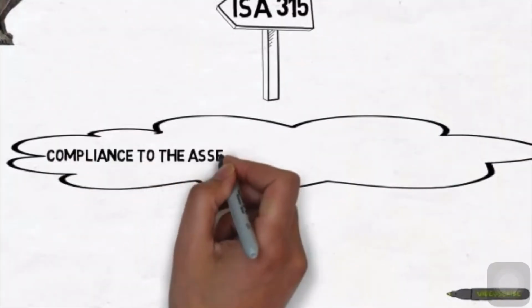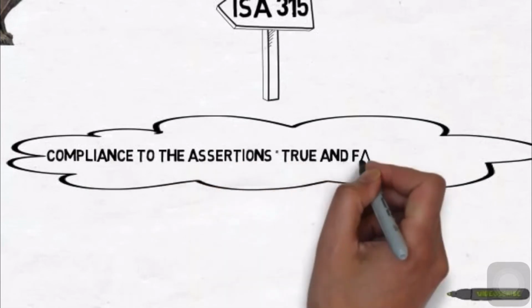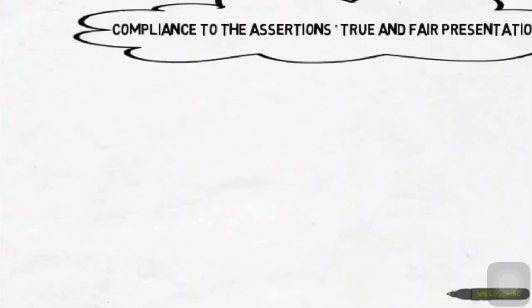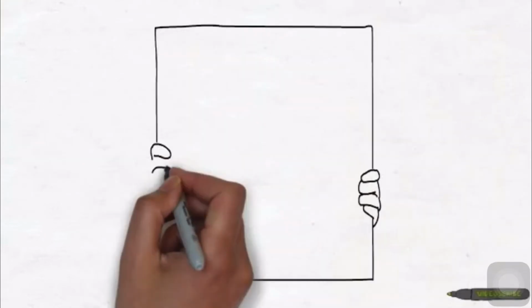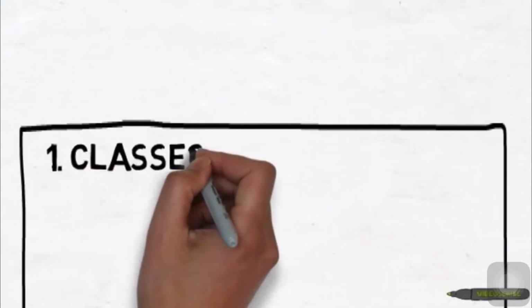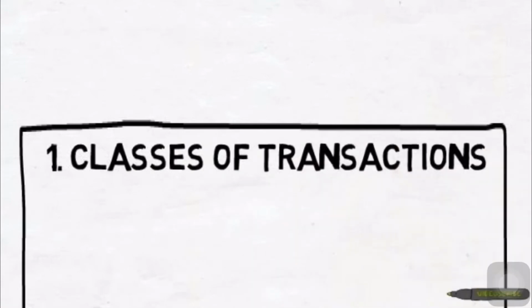If these assertions are correct, then financial statements will automatically be reliable. It recognizes three different categories which are classified as follows. Firstly, assertions about classes of transactions and events. This typically impacts your statement of comprehensive income or income statement.